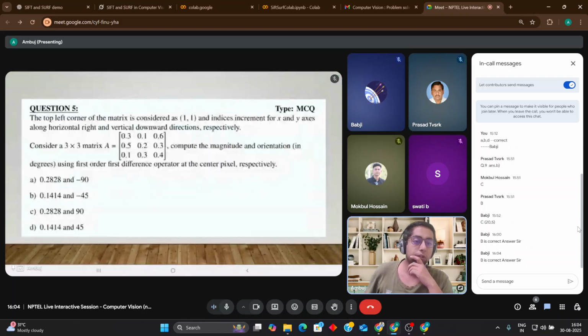Okay, B is the correct answer. For this one also, B is the correct answer. Please solve it also, even if you know the answer, so that in the examination you won't face any problem. Even if you know the answer, you try to solve, and even if you don't know the answer, you need to solve.